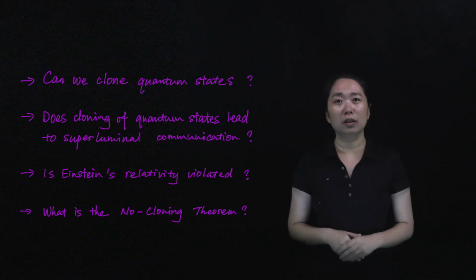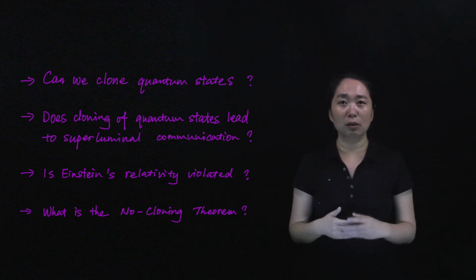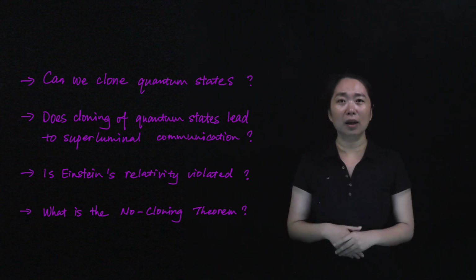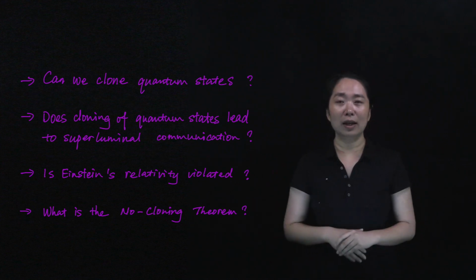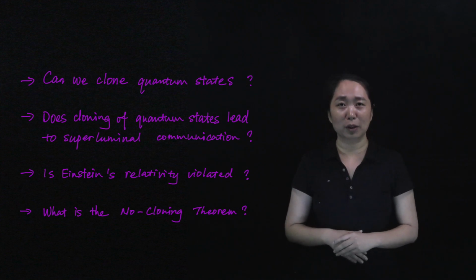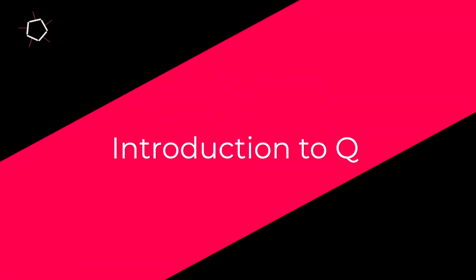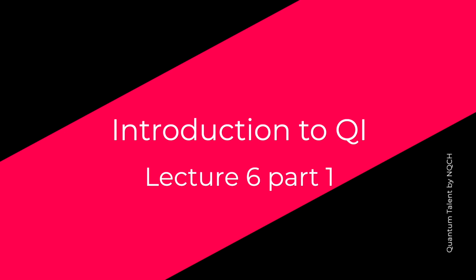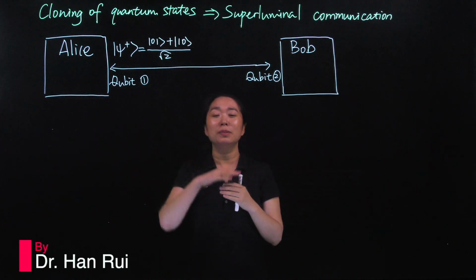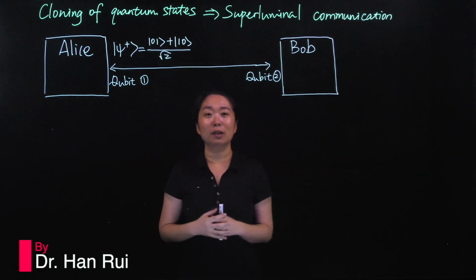This quickly triggered the two classic papers on the no-cloning theorem, one by Wootters and Zurek, the other one independently by Dieks. Both were published in the same year. Before going straight to the proof of the no-cloning theorem, let's first take a look at how photon cloning can lead to superluminal communication. Now, let's find out how cloning of quantum states can lead to superluminal communication.